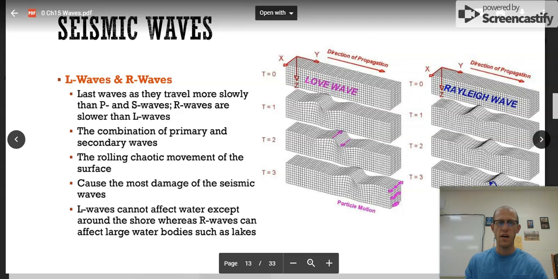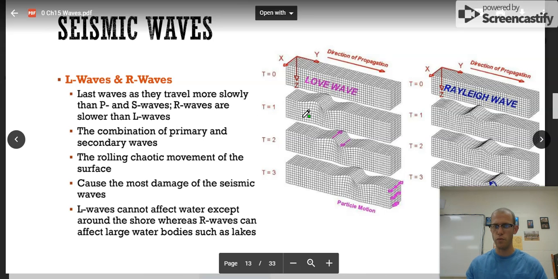We're talking about the last bits of seismic waves, the L wave and the R wave. These stand for the Love wave and the Rayleigh wave. They are the two slowest waves. After primary waves, P waves, come S waves. Then the next in line for speed is the L wave, and the slowest one is the R wave. These are the two waves that cause the most damage to structures in earthquakes.